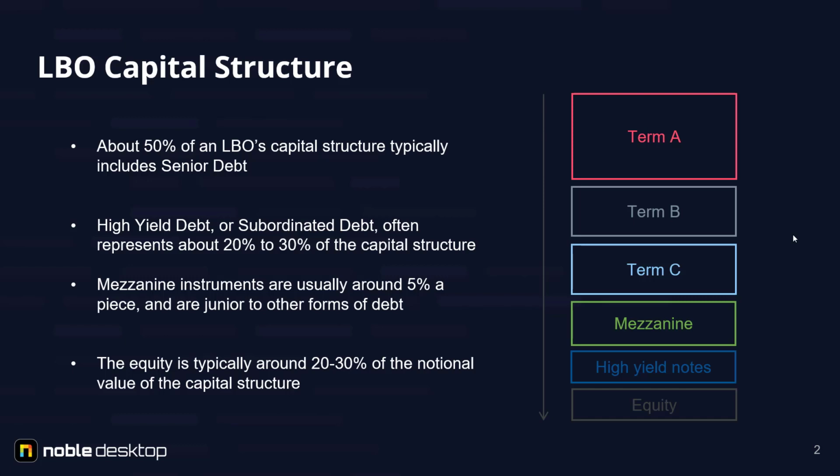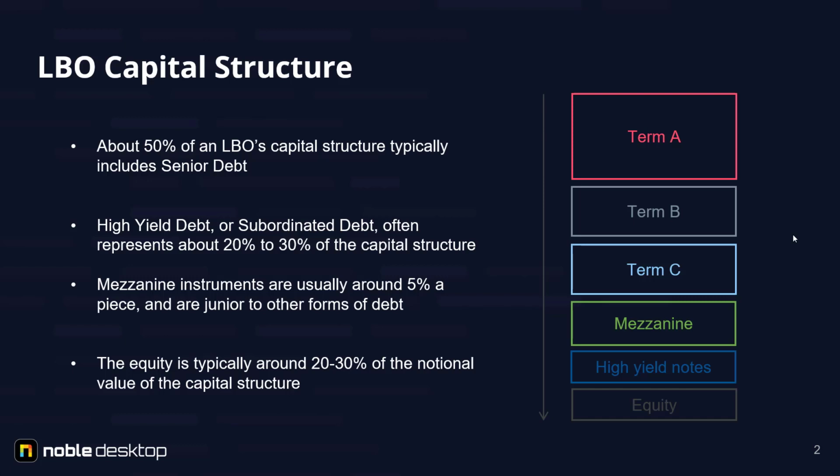High-yield debt or subordinated debt often represents about 20 to 30% of the capital structure of the newly acquired company. High-yield debt has higher financial costs than senior debt. However, high-yield debt typically has less restrictive covenants or limitations and interest-only payments with paydown due upon maturity of debt.